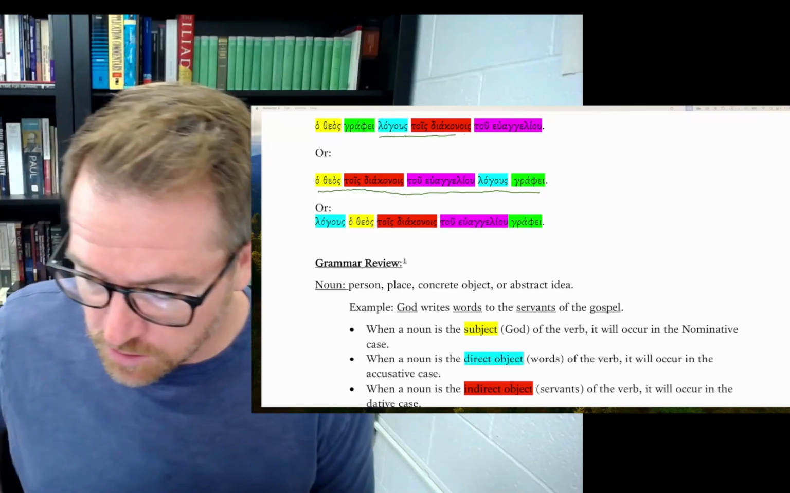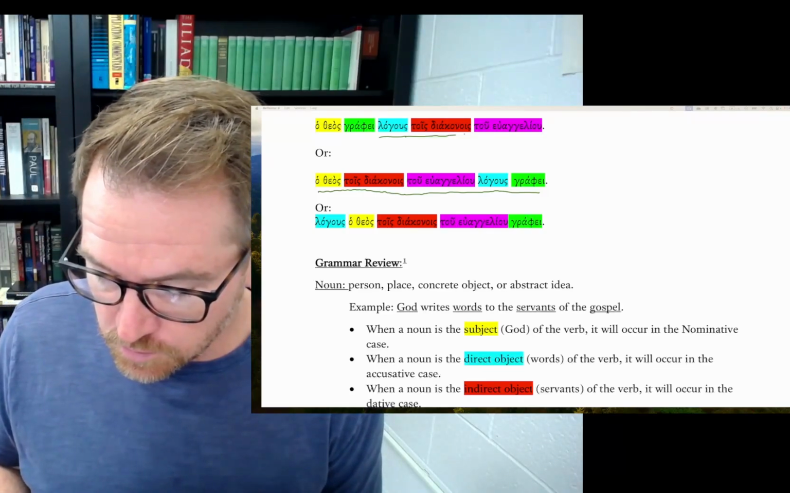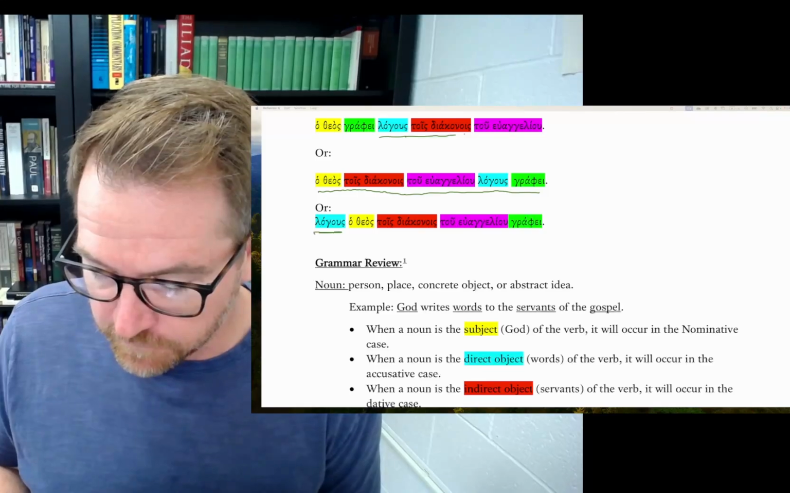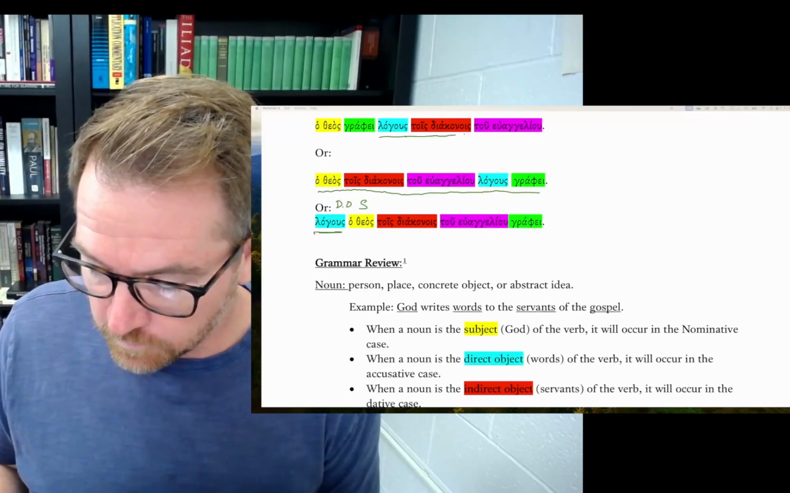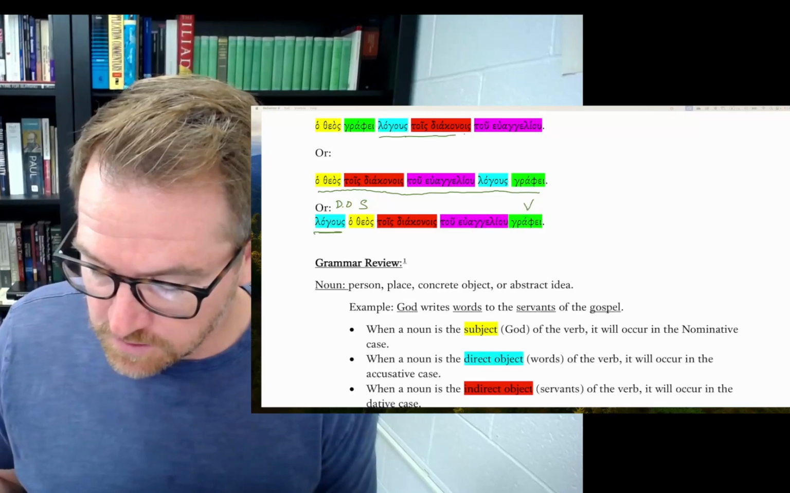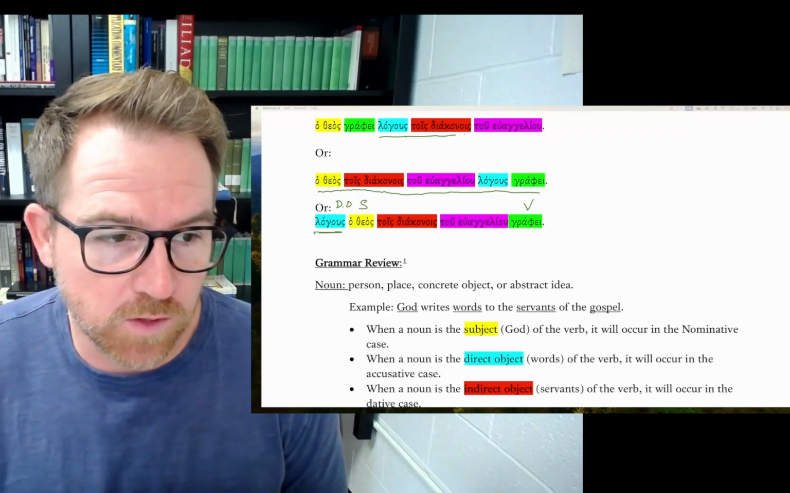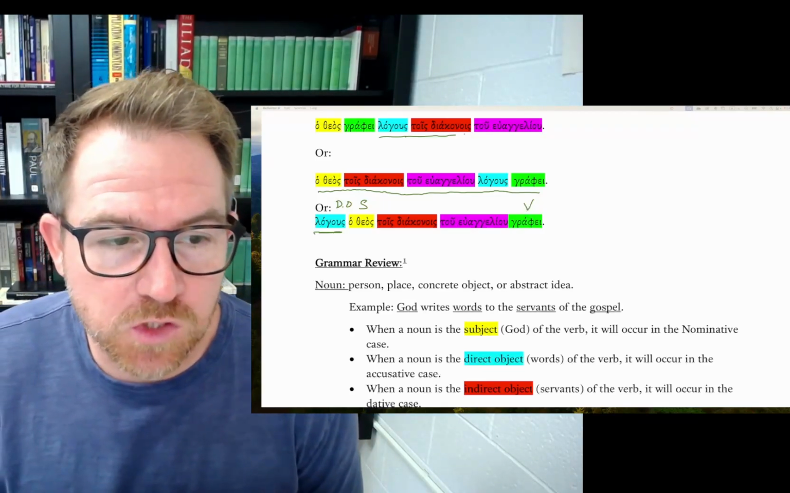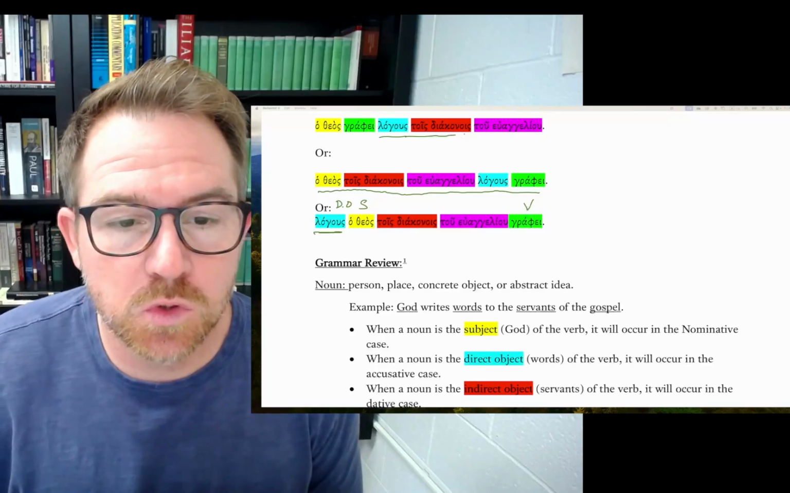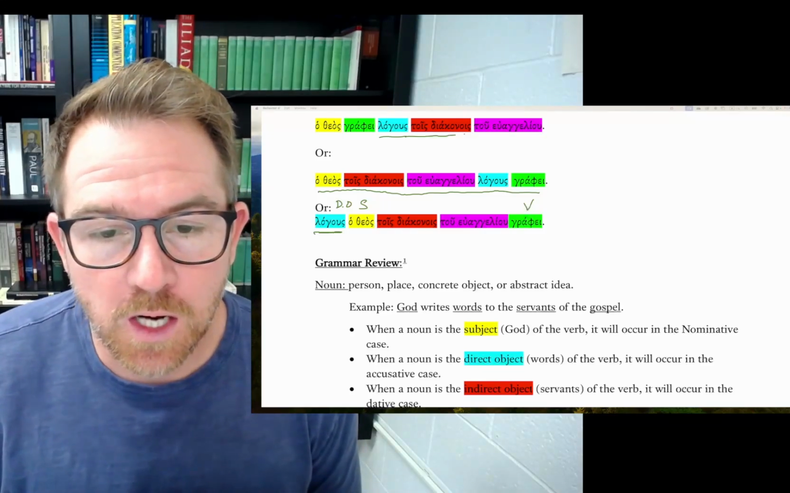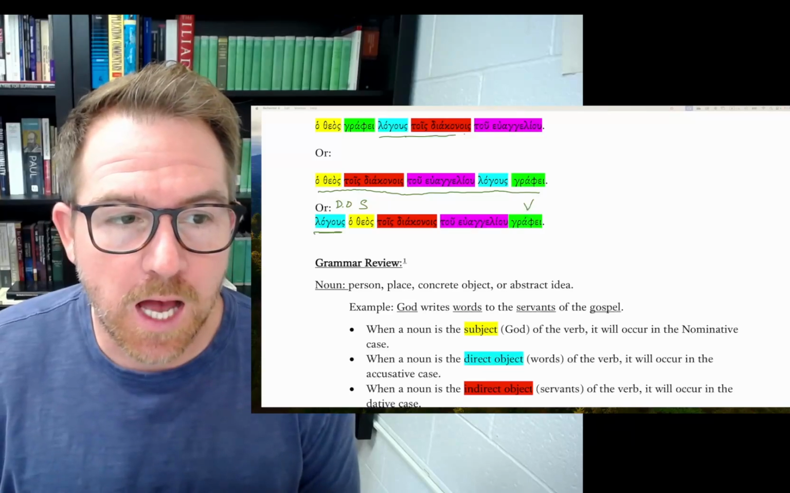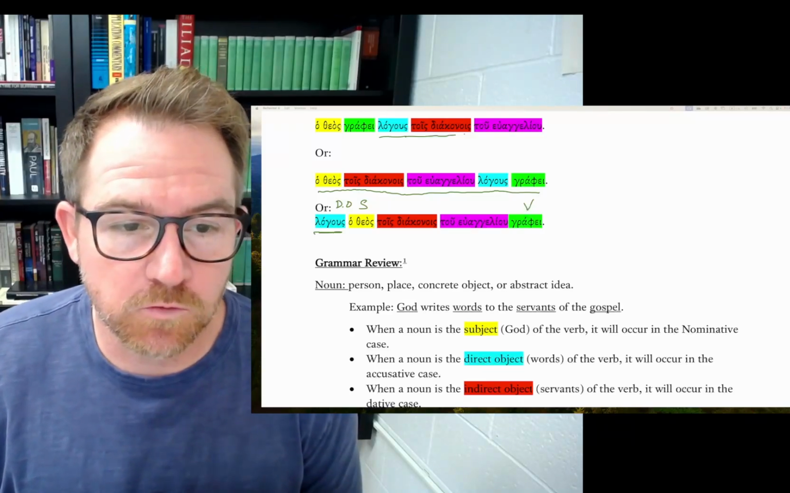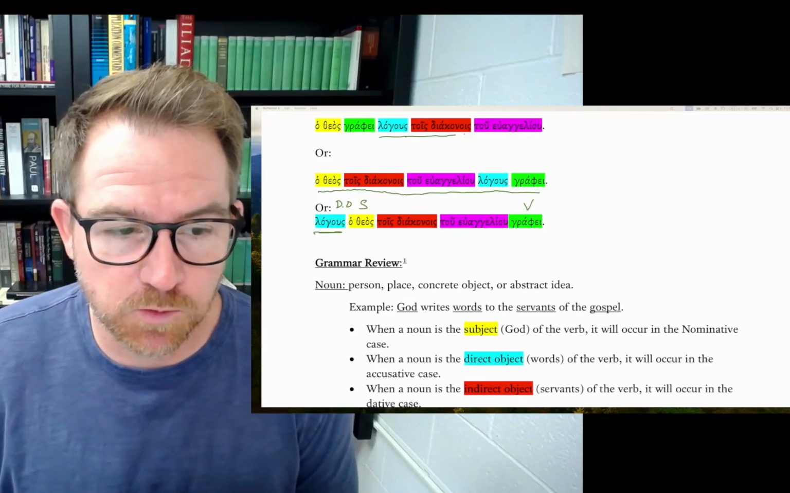Similarly, you could rearrange it and put your direct object in the very first position, subject in the second position. Your verb can be the very last word of the sentence. And so you would read this: logous ho theos tois diakonois tou euangeliou graphei. And in each instance, you would translate this the same way: God writes words to the servants of the gospel.